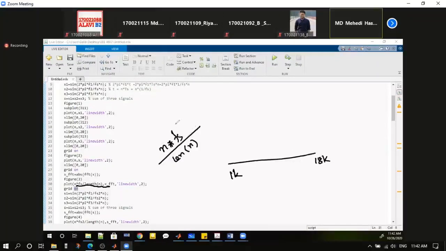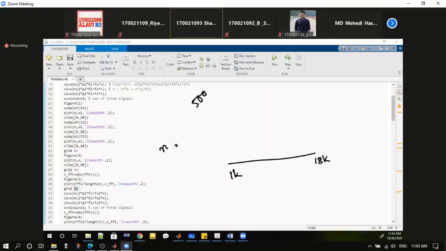Otherwise, this fs with 18k, this will go 18k into like when it is 500, so it will go out of bound. Is it okay? Yes, sir. If I don't divide it by the length of n, what happens? Actually, it will limit from 0 to 18k for visualization purpose. Is it okay? I believe so. Is there any more question?